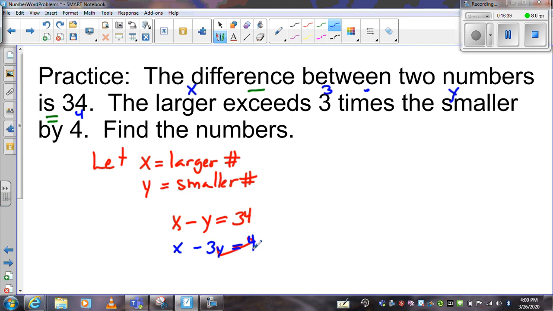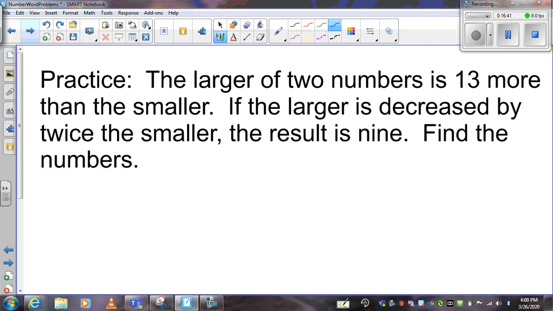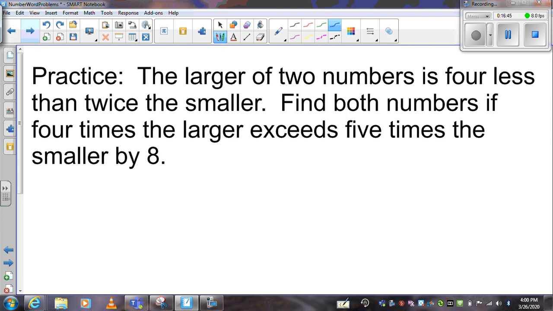Okay, let's try one more. I think I have another one in here that has exceeds. Let's do another exceeds trick. The larger of two numbers is 4 less than twice the smaller. Find both numbers if 4 times the larger exceeds 5 times the smaller by 8. Okay, so once again, we're talking larger, smaller. Let x equal larger number, and let y equal smaller number.